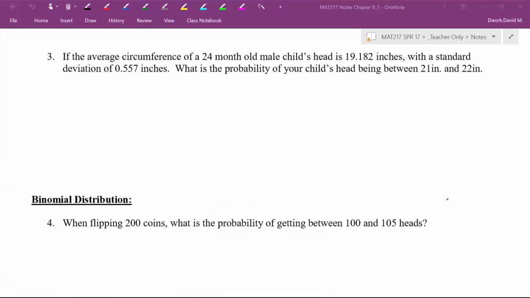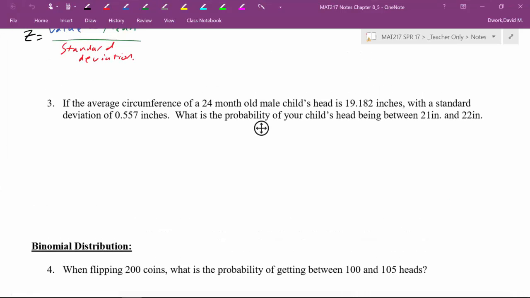Okay, in this video we are going to just do some example problems and we're going to move on to the binomial distribution case. So let's just do one more practice problem of using standard deviations and normal curves. If the average circumference of a 24-month-old male child's head is 19.182 inches, with a standard deviation of 0.557 inches, what is the probability of your child's head being between 21 and 22 inches?